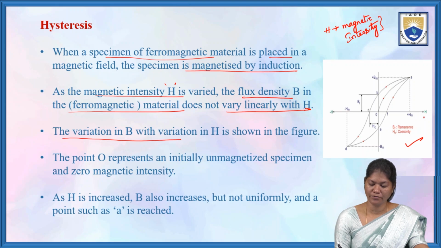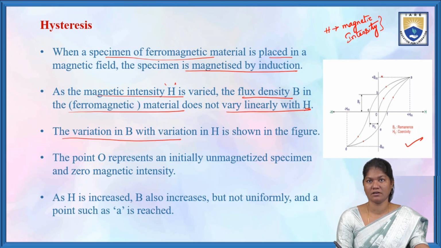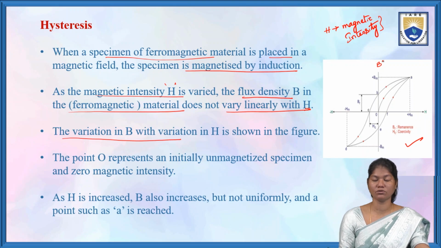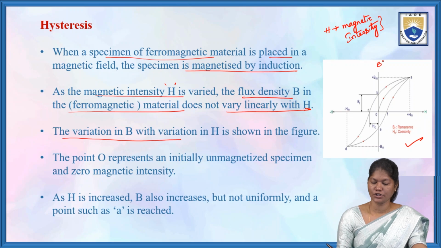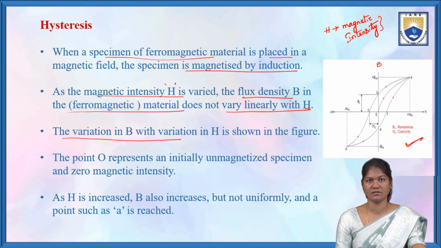Here we are taking H, the magnetic intensity, along the x direction, and the magnetic induction B is taken along the y direction. Now, this specimen of ferromagnetic material is placed in the magnetic field. As we vary the magnetic intensity, how can the flux density B vary? Through this diagram, we are going to analyze the ferromagnetic material in the magnetic field.